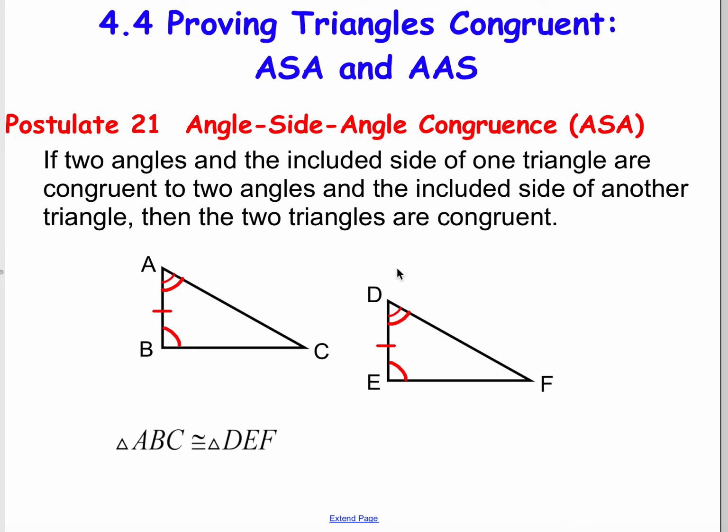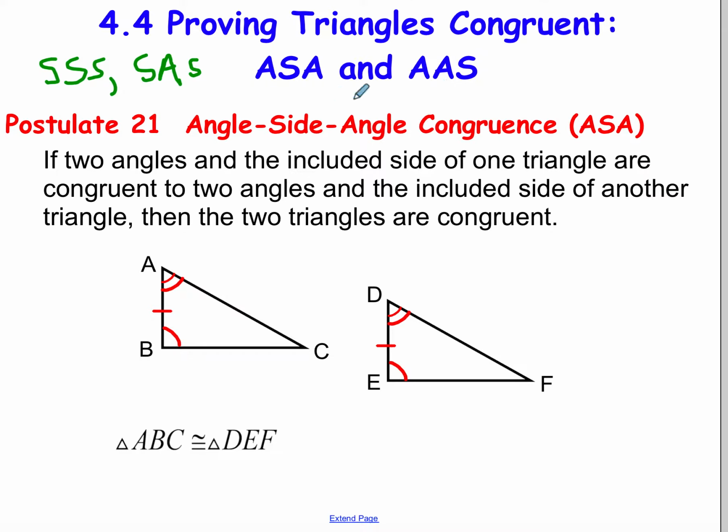All right, very good. So section 4.4 is going to be about two more congruence postulates that we can use to prove that two triangles are congruent. If you remember, in our last lesson we learned about SSS congruence and SAS congruence. We're going to add to that ASA and AAS congruence.